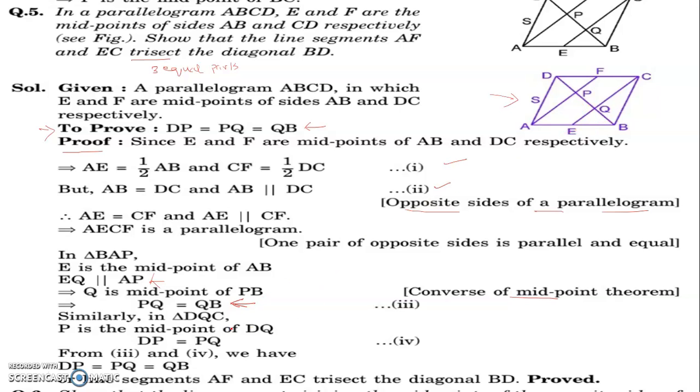Similarly, in triangle DQC, see where is triangle DQC? D, Q and C. P is the midpoint of DQ, so DP will be equal to PQ. Now from third and fourth, PQ has two values: PQ is equal to QB and DP is equal to PQ. This means DP is equal to QB.